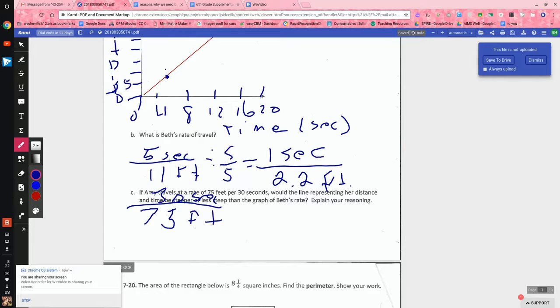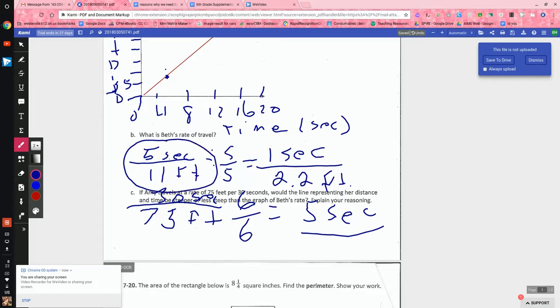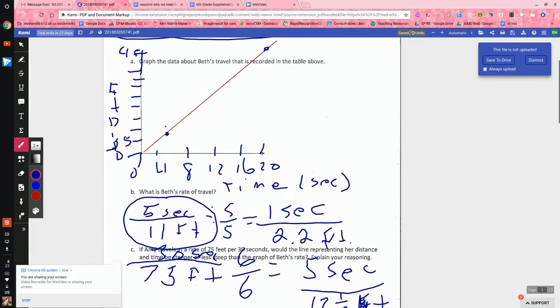Now, to get this down to a similar thing, I want to get this down to 5. So if I divide both of these by 6, I know 6 goes into 30 5 times. So I got that 5 second mark, and I'll be able to compare this to the original 5 over 11 for Beth. Then 6 goes into 75 twelve and a half times, so that would give us 12 and a half feet. So every 5 seconds, Amy goes 1.5 feet further.